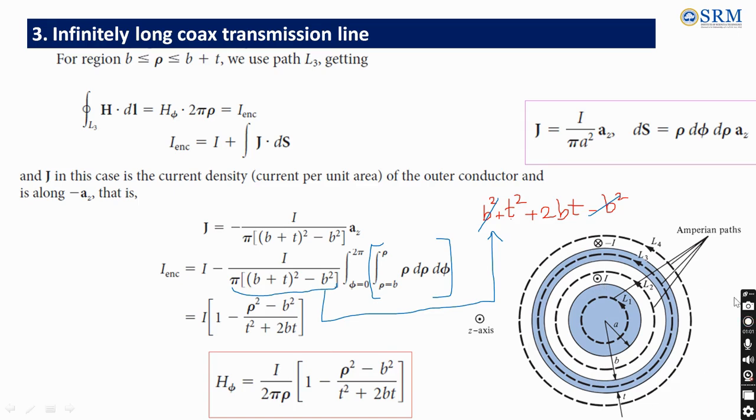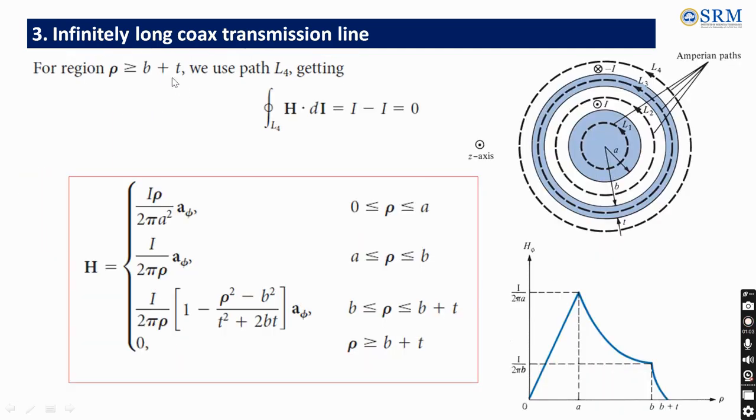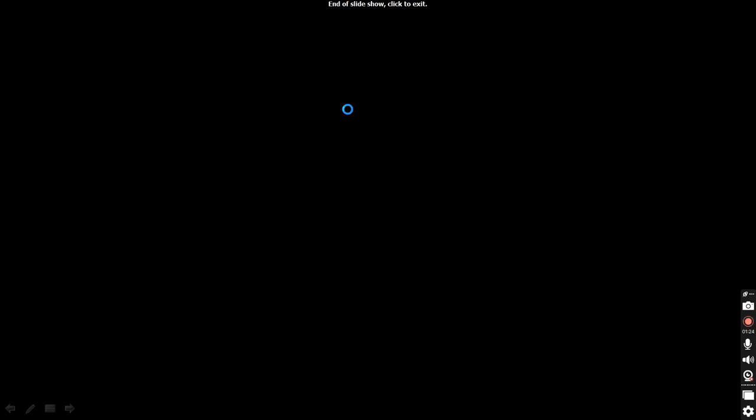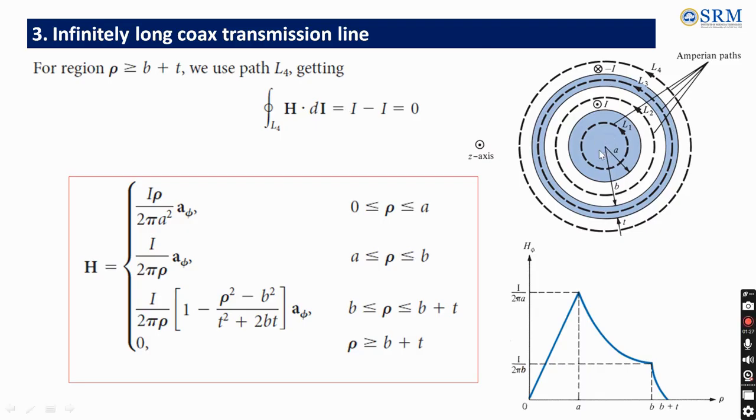Now we have to consider the final Ampere path, that is L4, where my region has a radius greater than b plus t. So it is greater than this. If you go outside the two conductors, what current do we have? Okay, it is enclosing two currents. The line integral of H dot dl is equal to the inner conductor having current I, and the outer conductor enclosing minus I. Both are enclosed in this outer Ampere path. So I will get 0 as the answer.